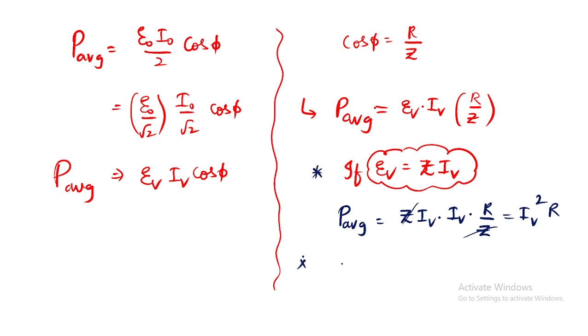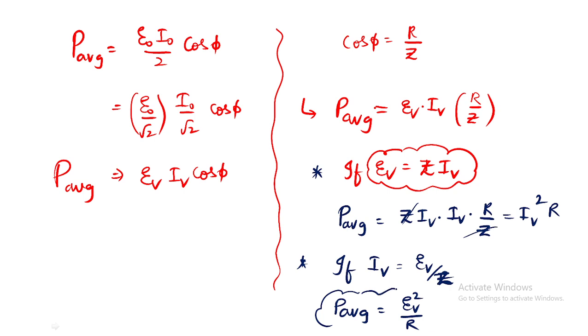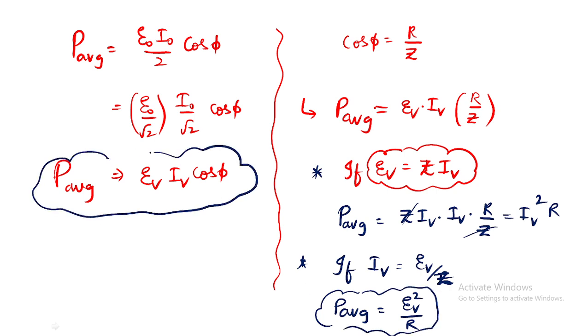Next, if I wanted to remove the I virtual value, what will I write? I virtual is equal to E virtual divided by the impedance Z, since it is an RLC circuit, right? So the average power is equal to E virtual square divided by R. Just check it now. These are all the formulae for power absorbed.